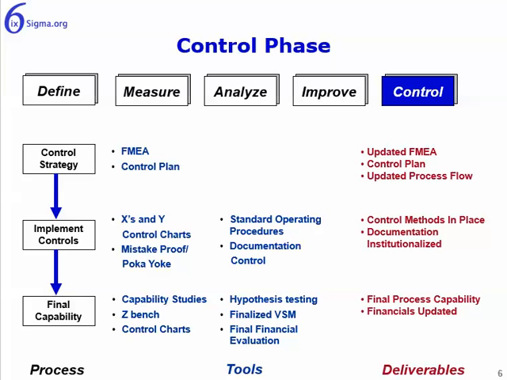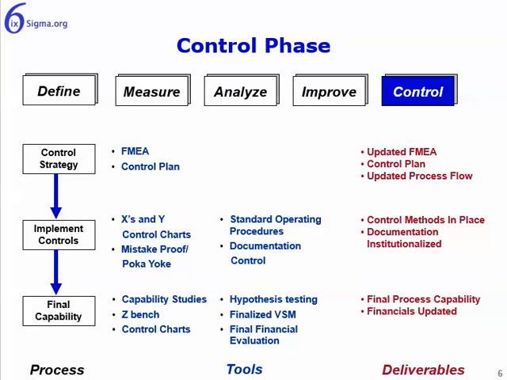On the implement control side, the control methods are put in place. The documentation has been institutionalized, which means that the documentation is completed, training's been done, and it is now part of the corporate documentation system. Many times that's official documentation.